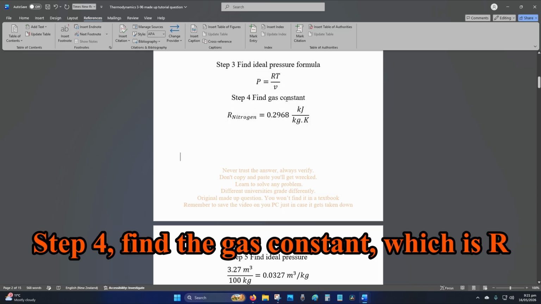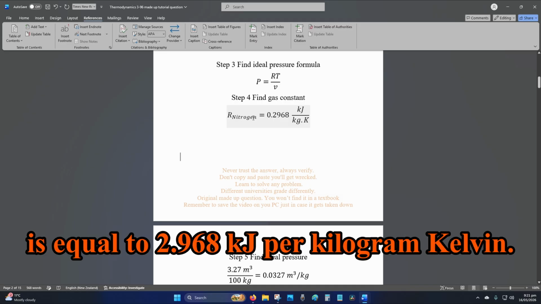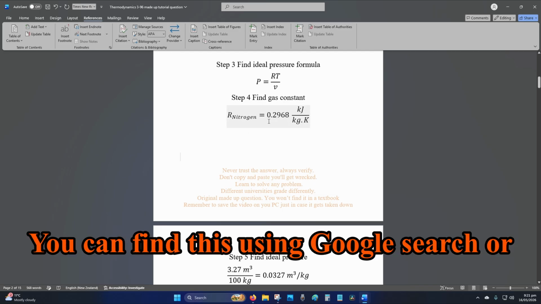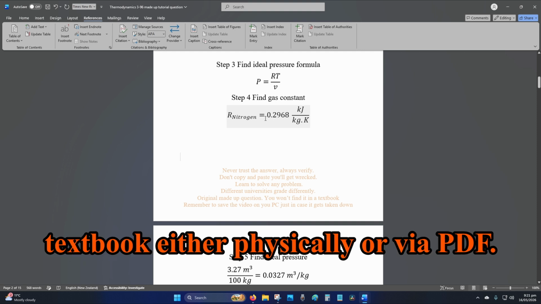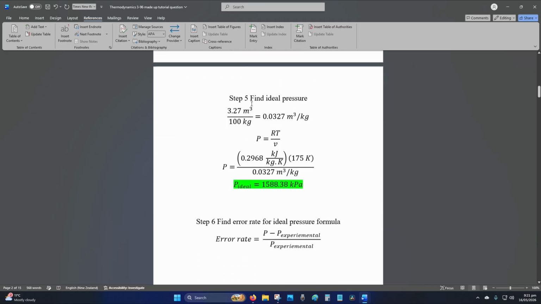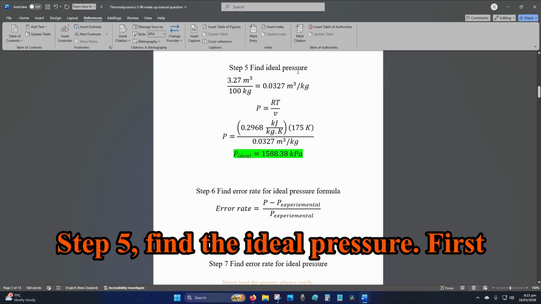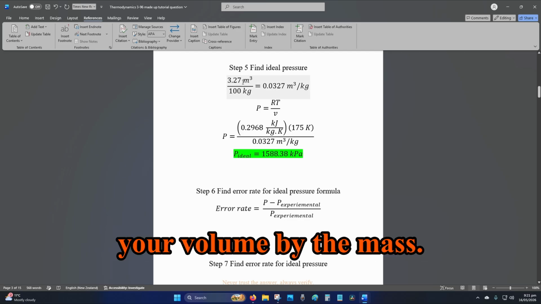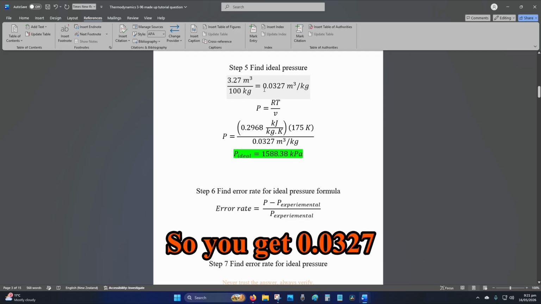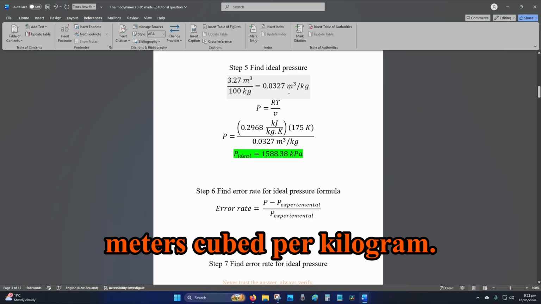Step 4, find the gas constant, which is R, is equal to 2.968 kilojoules per kilogram Kelvin. You can find this using Google search, or you can find it at the back of your textbook, either physically or via PDF. Step 5, find the ideal pressure. First, convert your actual volume to specific volume by dividing your volume by the mass. So you get 0.0327 meters cubed per kilogram.